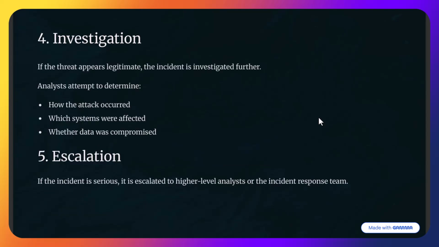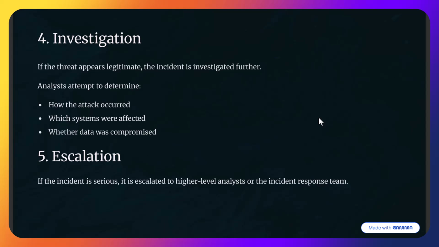All right. Investigation. If the threat appears legitimate, the next stage is what? Investigation. During this phase, analysts perform a more detailed analysis of the incident. They attempt to answer several important questions, such as how did the attack occur? Now, this involves identifying the attack method used by the attacker. That is why that question is being asked.